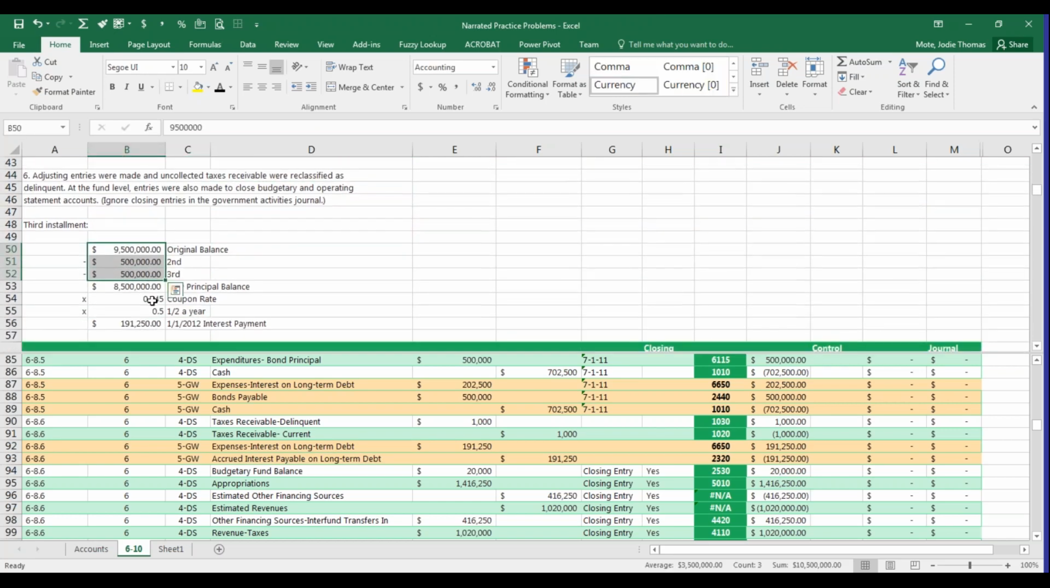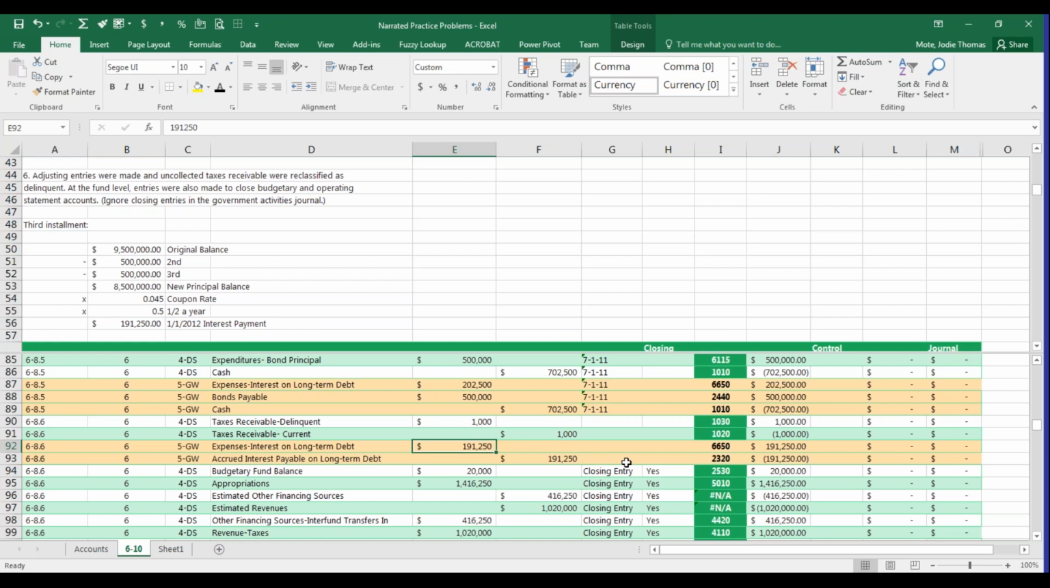We have to come up with our new principal balance that we have currently, that the 1/1/2012 interest payment is going to be based on, multiply it by the coupon rate by half a year, and that gets us $191,250. Okay, and that's an expense in the current year on the government-wide.